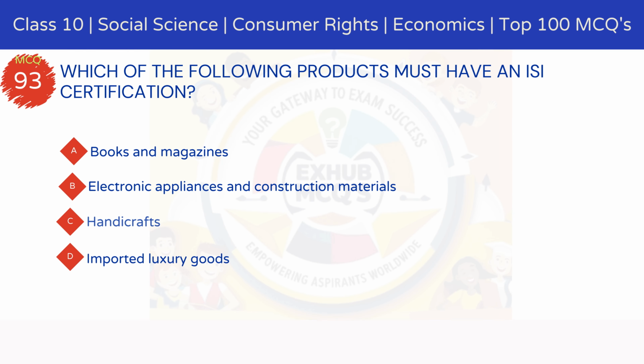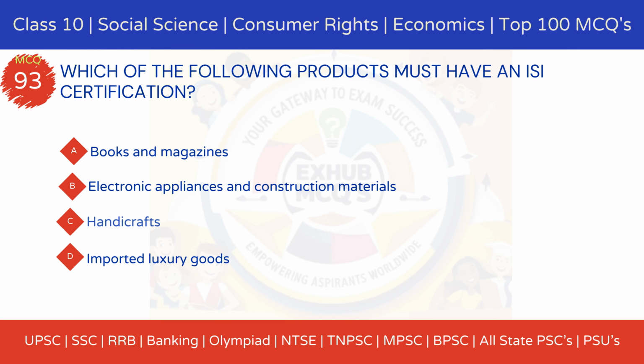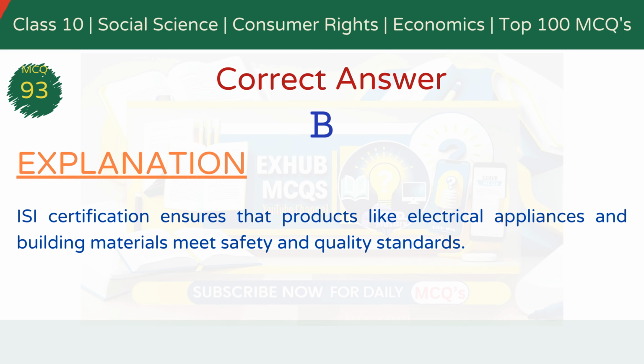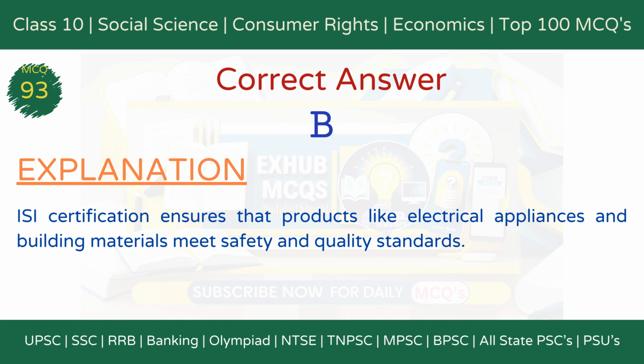MCQ 93. Which of the following products must have an ISI certification? Option A, books and magazines. Option B, electronic appliances and construction materials. Option C, handicrafts. Option D, imported luxury goods. The correct answer is option B, electronic appliances and construction materials. Explanation: ISI certification ensures that products like electrical appliances and building materials meet safety and quality standards.